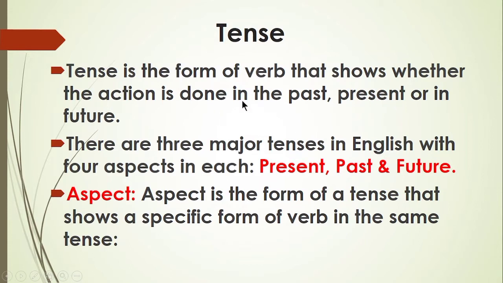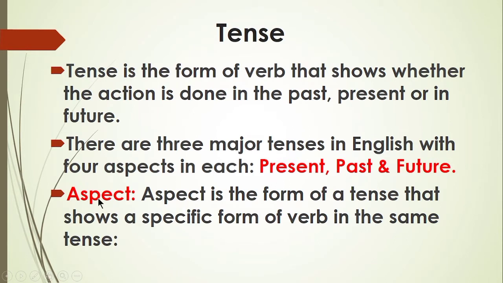So what is a tense? It's the form of verb that shows the time of action, whether the action is done in the past, present or in future. Remember, there are three major tenses in English, with four aspects in each. So we have present, past and future, three major tenses, and in each we have four aspects. We'll discuss it in the next slide.